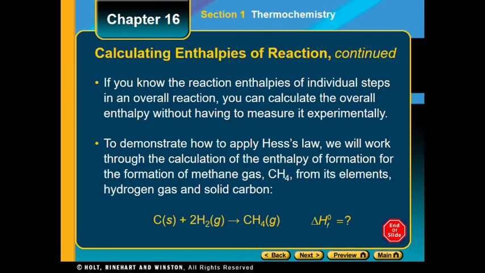So in this example, this is the equation that we have. It's carbon plus hydrogen gas is going to give you methane, which is CH4, and you're asked to calculate delta HF. But here are the components. So we have a carbon component, we have the hydrogen component, and then we have the methane component.